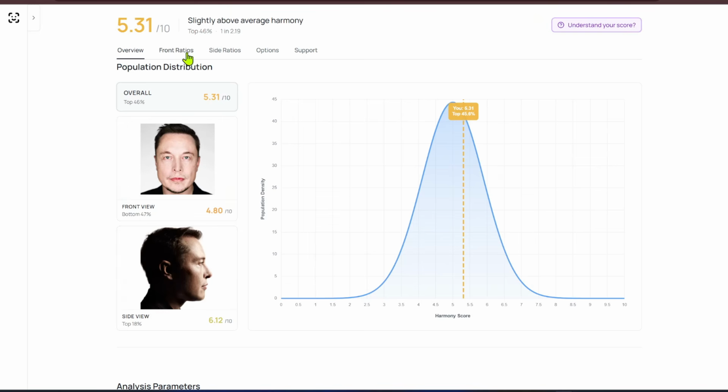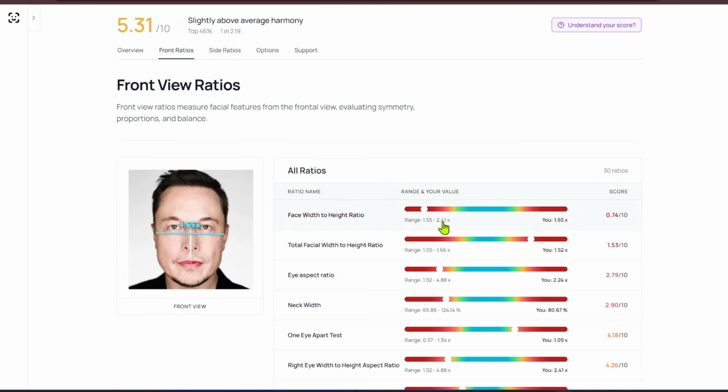But starting with the front ratios, Elon gets, for his lowest score, face width to height ratio at 0.74 out of 10. This is quite out of the ideal range, and you can see most of his ratios are quite low on the scoring chart, and that's the main reason that Elon Musk is so unattractive: his ratios are quite off.